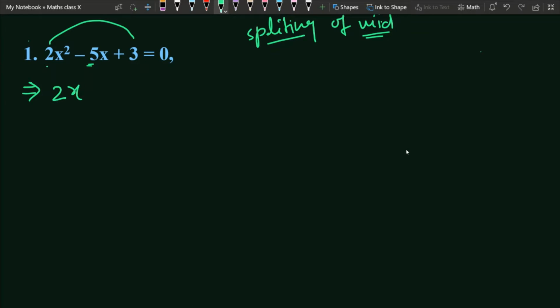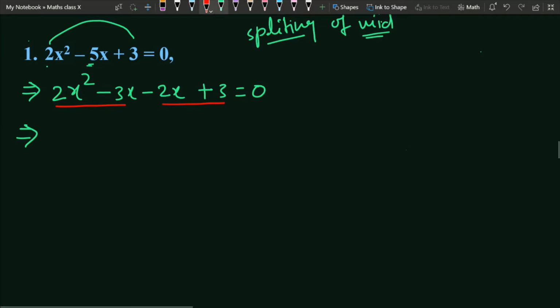This becomes 2x square minus 5x can be written as minus 3x minus 2x, and then plus 3 is equal to 0. Now what we do, we take common from these two and these two, because this is called regrouping of terms. We will make a group of these two and these two, and separate the common factors. Here in these two terms x is common. I am telling it very slowly. Later on in the exercise I'll tell you fast.